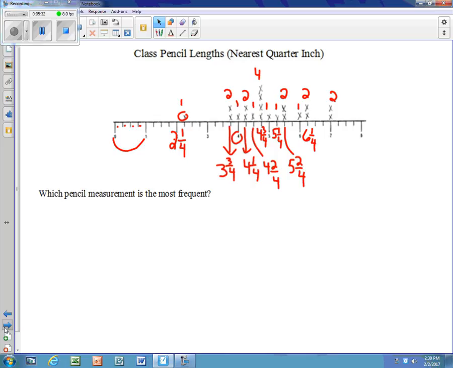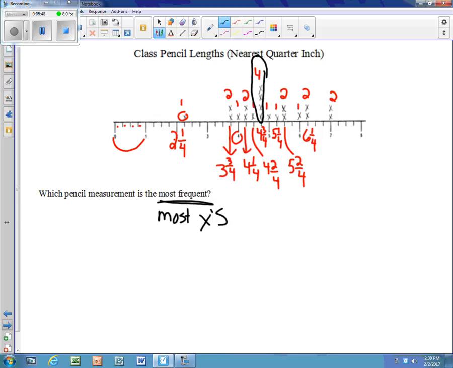And the question asks, which pencil measurement is the most frequent? Which means which has the most X's. It shows up the most. Frequent means it happens a lot. And I look and 4 right here, it's a lot. And that's sitting at 4 3/4 inches.